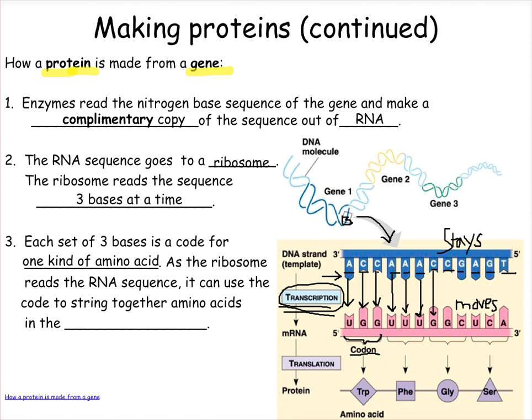For example, when the ribosome reads UGG, it knows to put in the amino acid tryptophan, because the codon UGG stands for the instruction to add a tryptophan to the amino acid chain. As the ribosome continues, it will read UUU. That codon stands for the specific amino acid phenylalanine, so it will add that amino acid next into the chain. And so on down the entire length of the RNA copy of the gene.